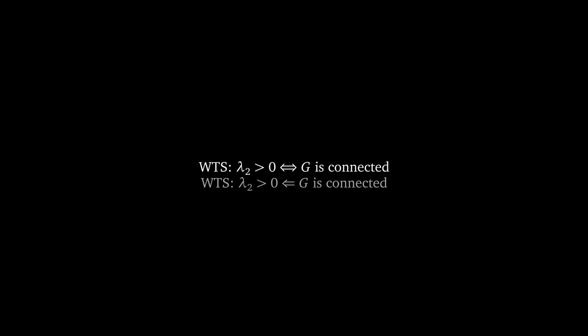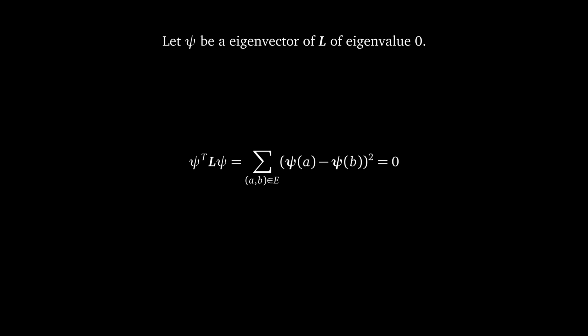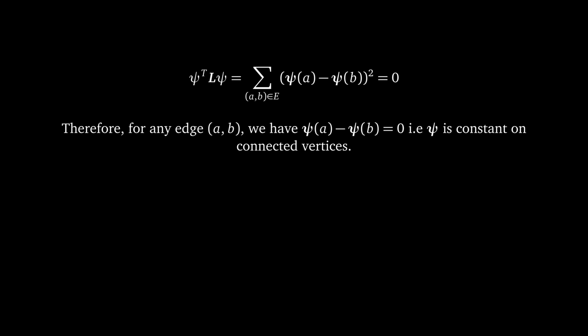All right, for the backwards part of the proof, we want to show that if G is connected, then lambda 2 is greater than 0. So assume G is connected. Let phi be an eigenvector of our Laplacian of eigenvalue 0. We can use the alternate definition of our Laplacian to think about all the different edges of our graph. Here we can see that phi of A equals phi of B for any two vertices. Therefore, phi is constant on any two connected vertices. We're going to exploit this inductively.